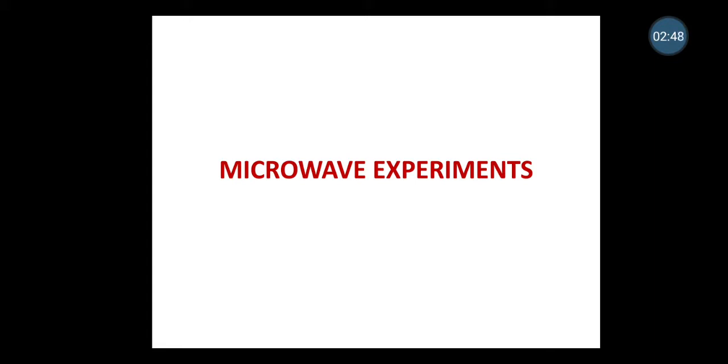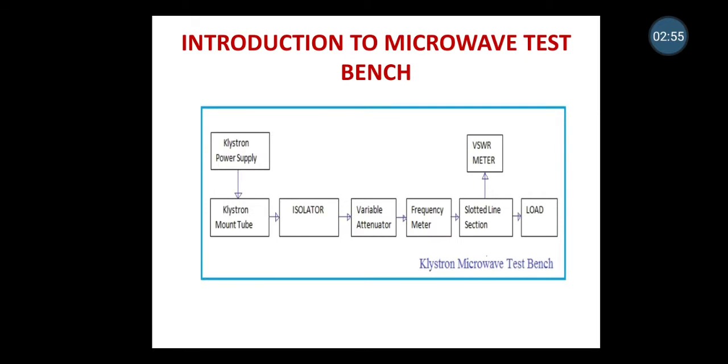The microwave experiments start with getting familiarized with the microwave test bench setup. So this is actually the block diagram for a klystron microwave test bench, starting with the klystron power supply KPS, followed by klystron mount tube, isolator, variable attenuator, frequency meter, slotted line section, load, and VSWR meter. I hope you might have heard about the term klystron or klystron amplification process.